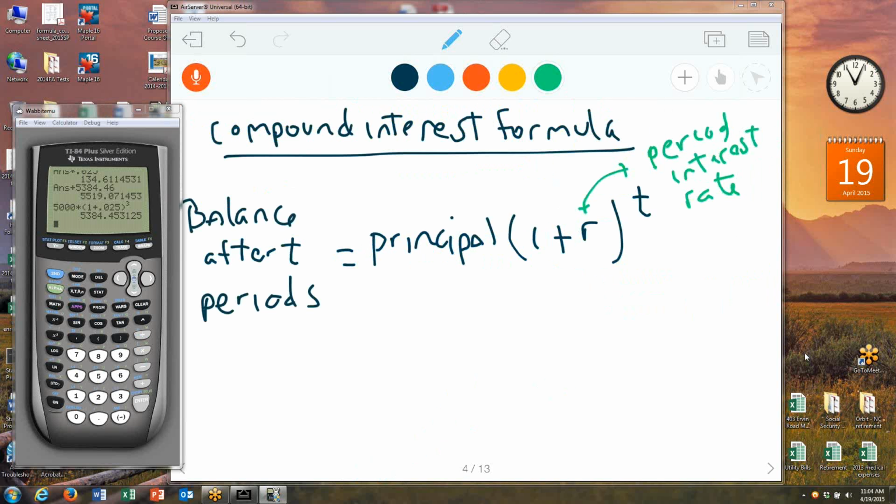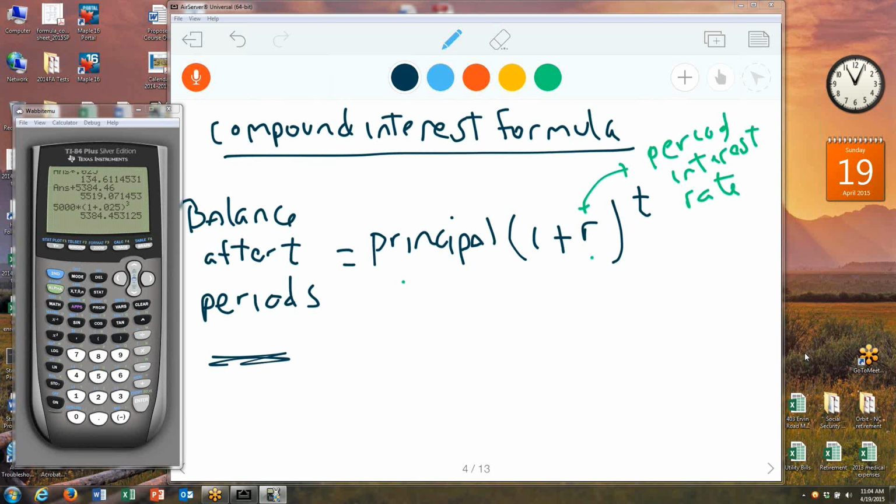So the compound interest formula is: your balance after t periods is equal to your principal times (1 plus r) to the t power, where the principal is what you started with. Now the r is your period interest rate. So for the example we did, even though it was a 10% annual rate, since it was every quarter, you have to do 10 divided by 4. So it's a period interest rate, so we're going to be careful with that, and then t is your number in years. And also be careful, this gives you your balance at the end.